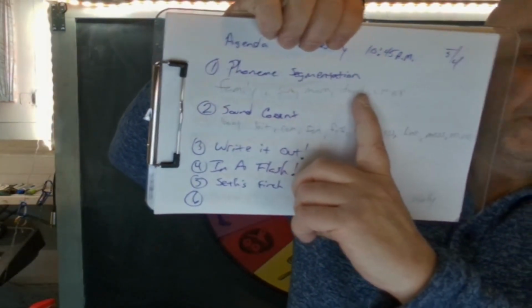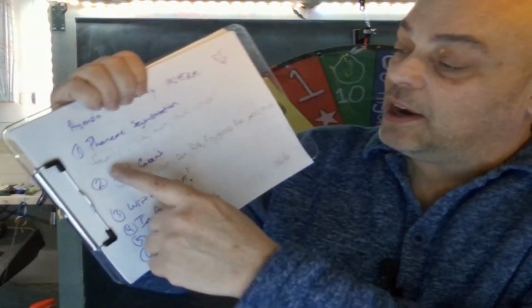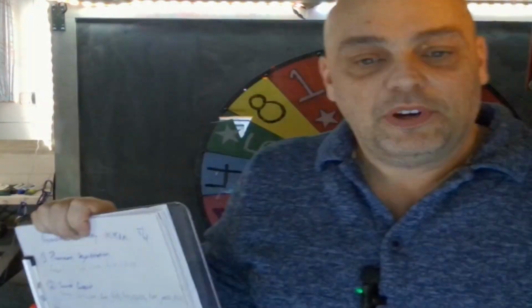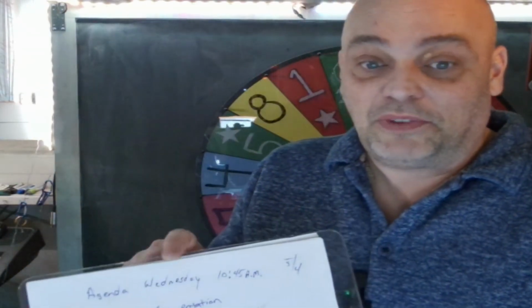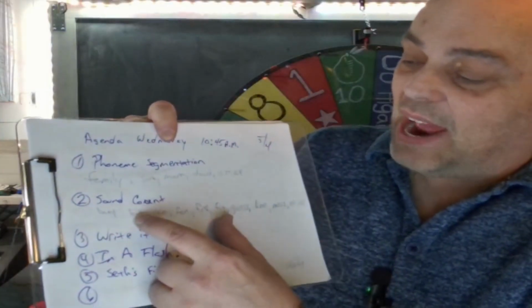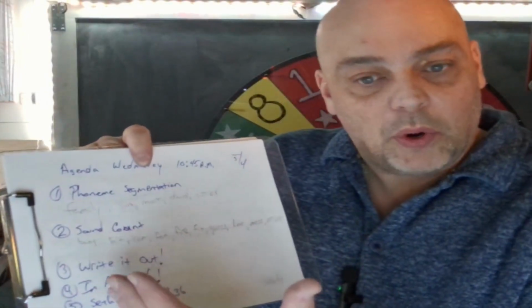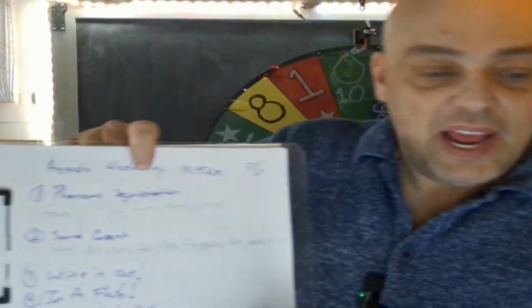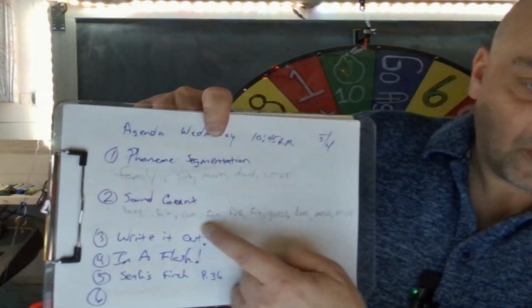What we're trying to do is phoneme segmentation, and we're talking about family here. So you remember, you know what that activity is. If you've done enough activities, you recognize that activity because you've done it a few times. Same thing with the sound count, where you're going to have a list of words and you want to count the sounds. I have the list of words right there.